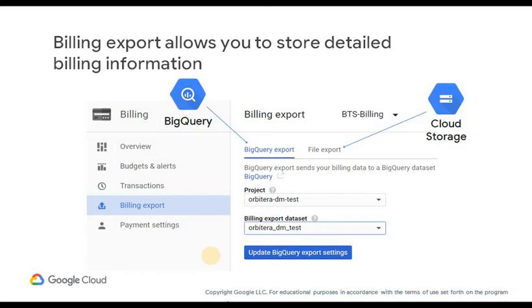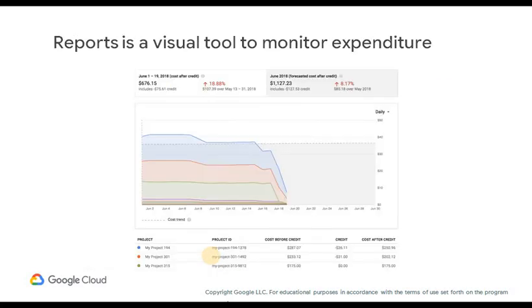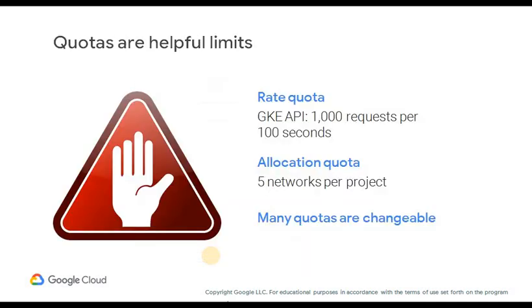Billing export allows you to store detailed billing information in a place where it is easy to retrieve for external analysis, such as a BigQuery dataset or a Cloud Storage bucket. A report is a visual tool in the console that allows you to monitor expenditure based on a project or services.